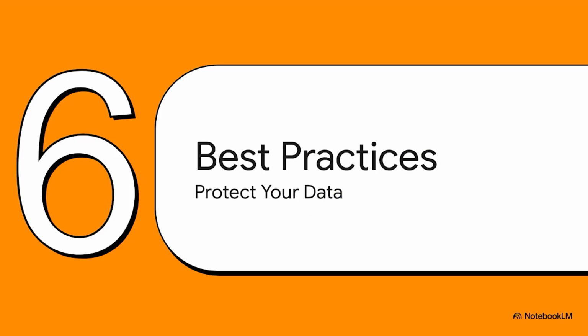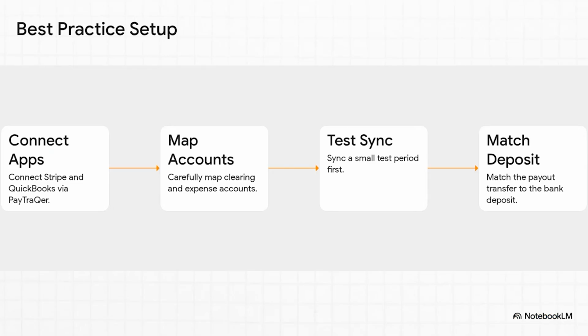Let's move into our final segment. Section 6, Best Practices and Warnings. Here is the precise functional setup flow you should follow to make sure everything works perfectly. Step 1. Connect Stripe and QuickBooks Online through PayTracker. Step 2. Carefully map your Stripe clearing account, and be sure to map your Stripe fees to a dedicated expense account, something like merchant fees.